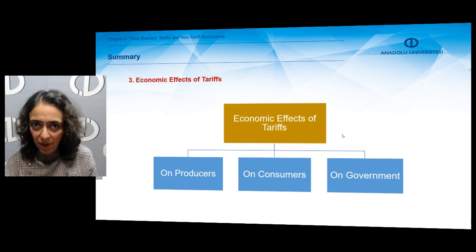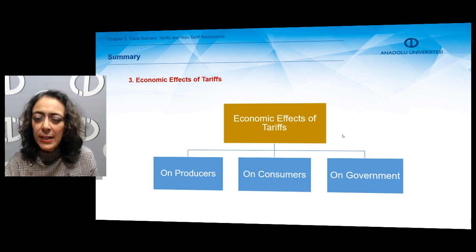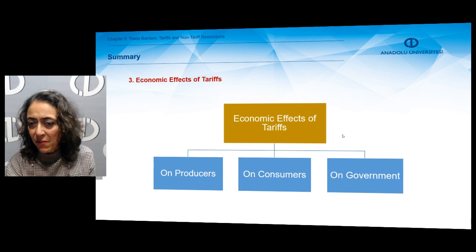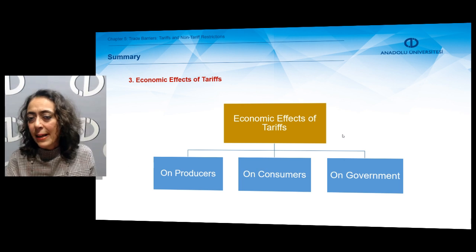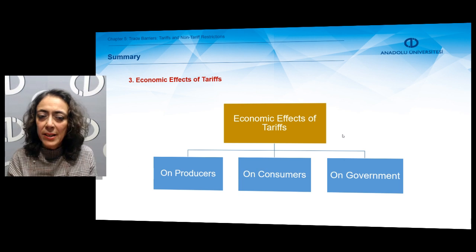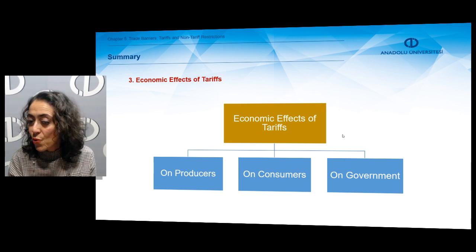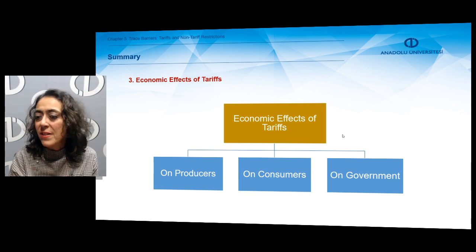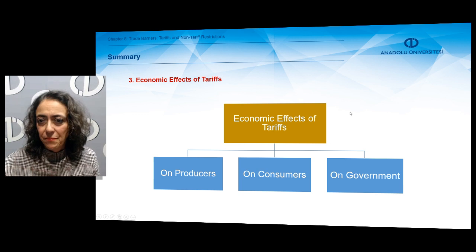Regarding the economic effects of tariffs, you see that there are three main types of economic effects, or I can say that there are three different economic effects. The first one is on producers, the second one is on consumers, and the third one is on government.